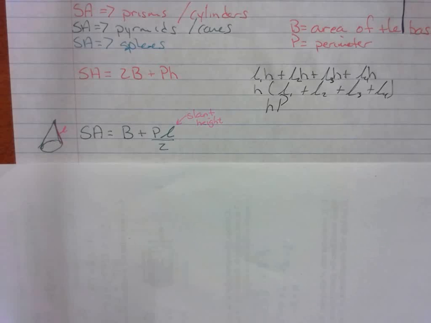This one as well, they can ask you how much waffle is needed to make an ice cream cone. You don't have the base to an ice cream cone. It's just, there's nothing here. So you would just do perimeter times slant height divided by 2.